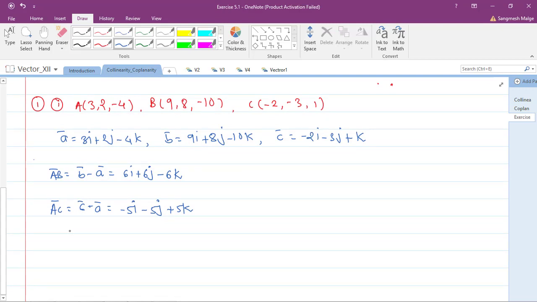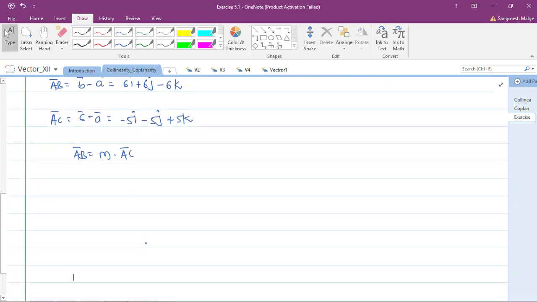So let's see. AB bar is equal to some constant scalar multiple. So let's take the scalar multiple, t ले सकते हो, m ले सकते हो, आपका नाम भी ले सकते हो, कोई प्रॉब्लम. It is equal to AC bar. Okay, AB bar equals m into AC bar. So let's find out that scalar factor. AB bar कितना है? It is 6i plus 6j minus 6k, equal to m into minus 5i minus 5j plus 5k.